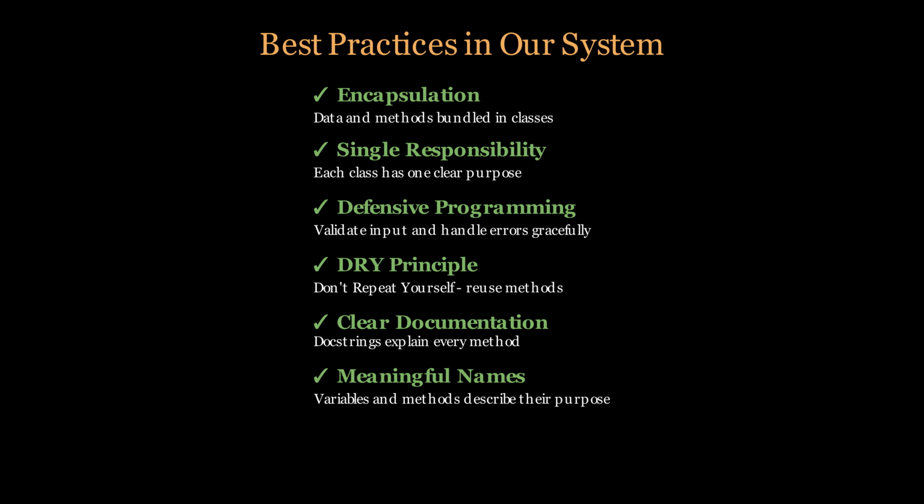Defensive programming validates all input, like checking grades are between 0 and 100. The DRY principle means we wrote calculate average once and reuse it everywhere. Clear documentation with docstrings explains what each method does. Meaningful names like add grade and get top student make code self-documenting. These aren't just theory, they're practical techniques that make code better.